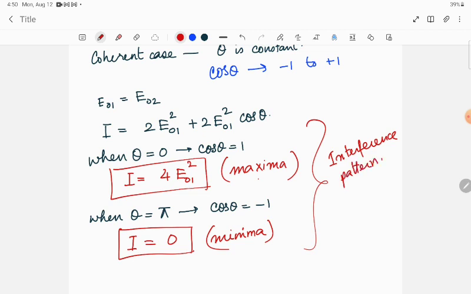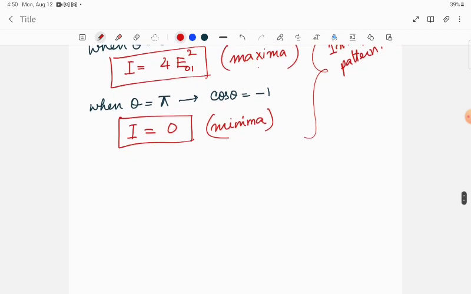Okay, so this is where we see that we needed to have a coherent case where theta was constant. Of course, at a given time and at a given spot it is constant. So some place it will be a maxima and some place it will be a minima. Well and good. So knowing this, let's go ahead with the temporal coherence that we already talked about.